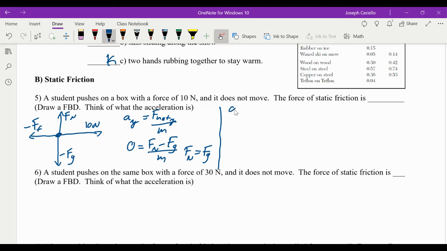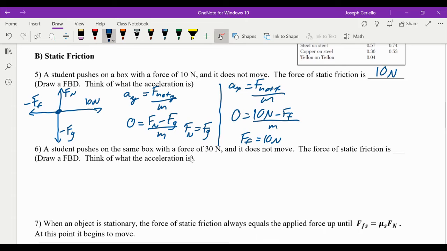Let's go in the x direction. Ax equals F net x over m. So acceleration in the x direction is 0. F net x is going to be my two forces in the x direction, the horizontal direction, so 10 newtons minus force of friction, all over mass. So I end up getting that the force of friction is equal to 10 newtons. That should kind of make sense to you. If an object is stationary, not moving at all, and 10 newtons is pushing it forward, 10 newtons must be holding it back. The next one is effectively identical in every way, but instead of 10, we have 30. So I'll leave that for you to do on your own.